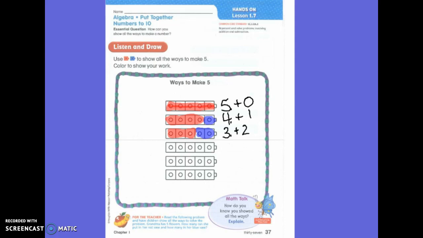5 goes first and then 4 goes first. Okay. Do you notice it's counting backwards? 5, 4, 3. Then what should we put? 2. So how many are going to be red now? 2. Okay. But notice the other way.